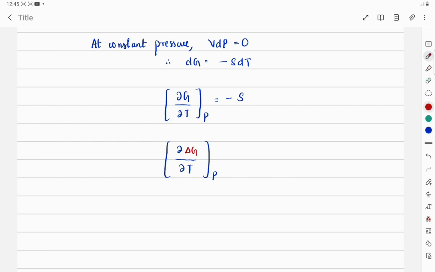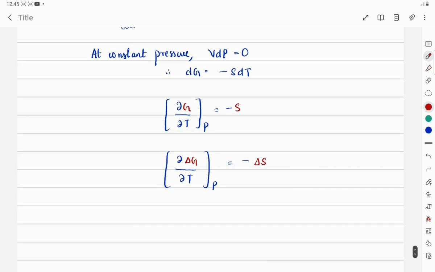Delta G. I will just replace this with the red color one so that you understand the change I have made. And this is equal to minus of S changed to delta S. So the only change we have introduced is G becomes delta G and S becomes delta S. Now how can I connect delta S and delta G? Delta S and E cell.